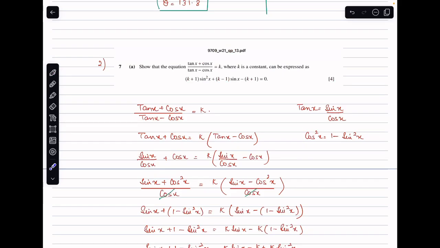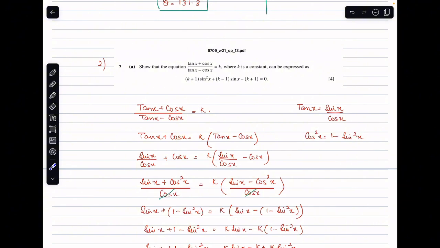So the second question is chosen from Winter 21, and it's paper 1 variant 3 and question 7 in the paper. Part A, show that the equation tan of x plus cos of x divided by tan x minus cos x equals k, where k is a constant, and this can be expressed as k plus 1 sine square x plus k minus 1 sine x minus k plus 1, which is equal to 0.